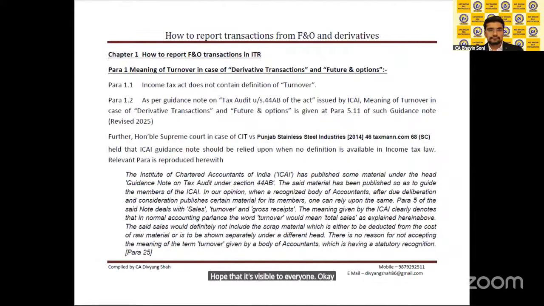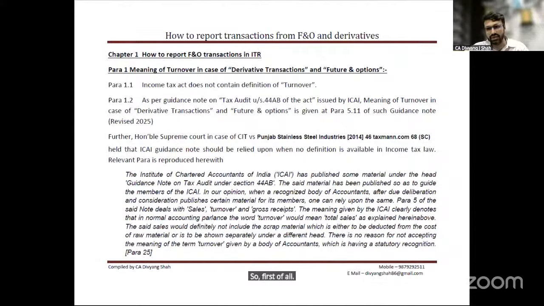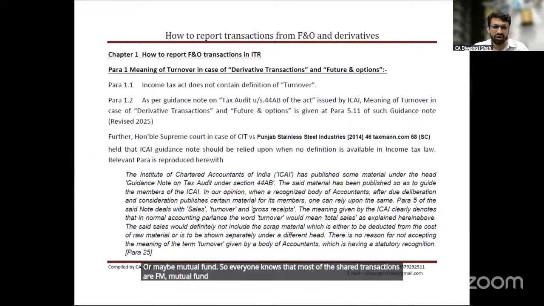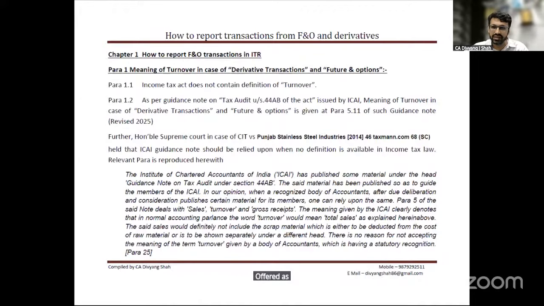Great. So first of all, if anyone is entering into different share transactions, futures and options, derivatives, or maybe mutual funds, everyone knows that most share or mutual fund transactions are offered as capital gain. There is not much debate there. Still, if one is entering into lots of share transactions and wants to offer them as business income, that's a debatable issue. We'll take up a slight part of that later on.